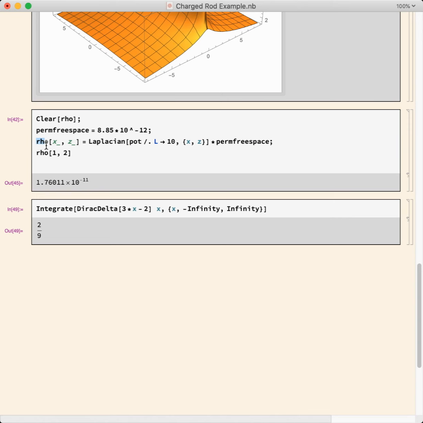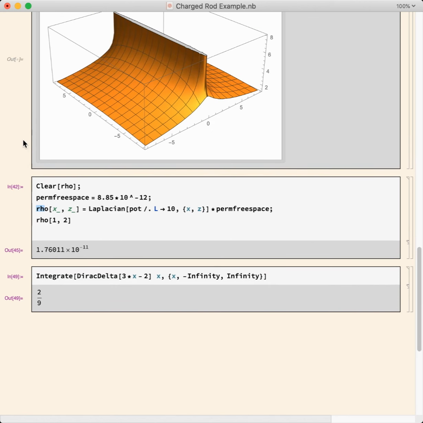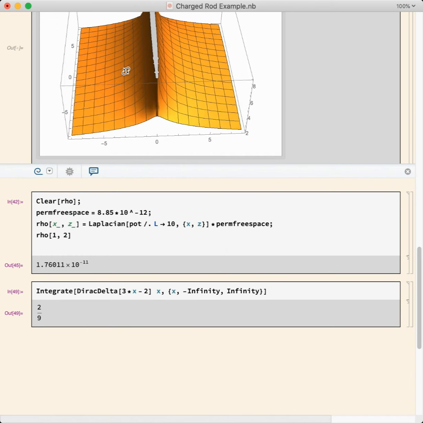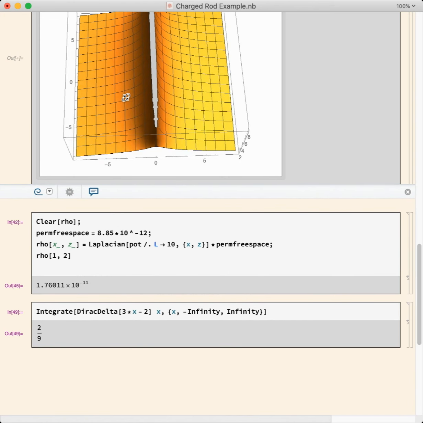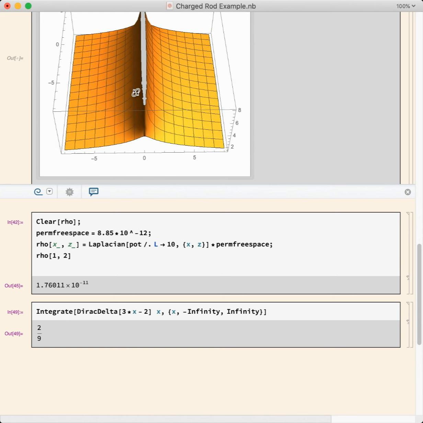Okay, I just wanted to show you guys, as you would expect, here I'm at x equals 1 and z equals 2, so I'm not on top of my charged rod. So I'm in space here. Let's see if I can do this right. I'm somewhere, right? x equals 1, z equals 2. So I'm somewhere around here. Okay. I can look at how the potential is changing at that point.